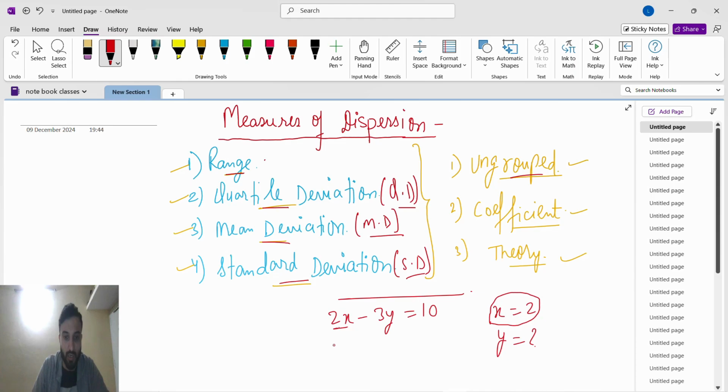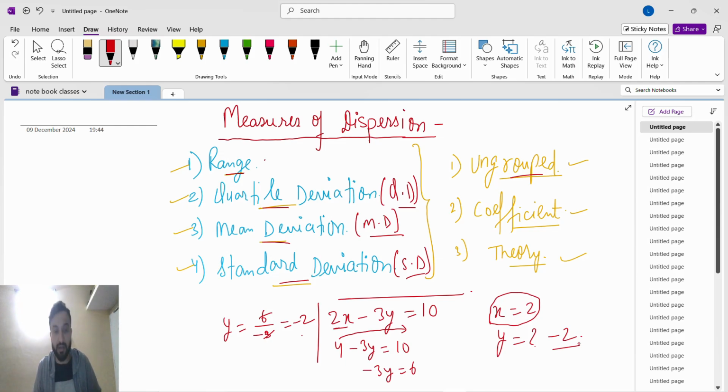For example, x is 2, so 4 minus 3y equals 10. We have to find 3y, so I will send the 4 to that side. It is plus 4, so it goes as minus 4. 10 minus 4 is 6. So minus 3y equals 6. To find y, minus 3 goes to the other side and divides, so y equals 6 divided by minus 3. So y we get is minus 2.